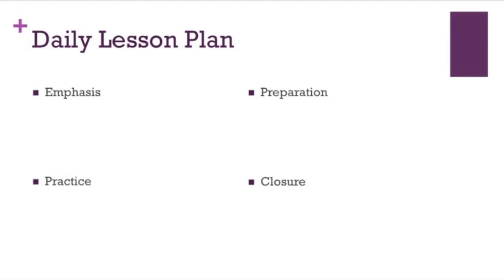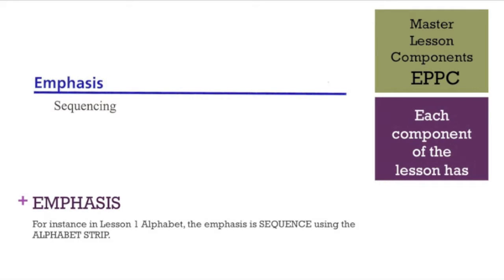Each daily lesson has a component that we call EPPC. There is an emphasis, a practice, a preparation, and a closure for all 11 components within the lesson. For example, the emphasis in this first lesson is sequencing with alphabet. The student will look at the alphabet and name the letters in sequence from A to Z.